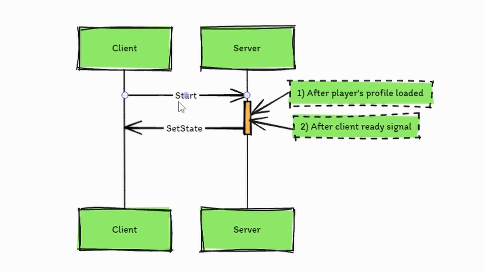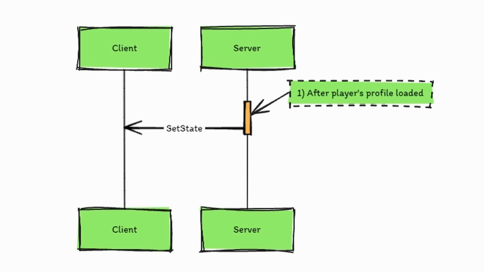Now you might be wondering, why do we have to fire off this start remote event to the server to tell them that we're ready to receive this information? Well, let's go ahead and remove that from the equation for a second. So now when we look at this, the only time that the player's state is replicated down to the client is after the server has been able to load the player's profile. With this method though, we actually run into an edge case where the client may not be ready to actually get that information and then store it somewhere.